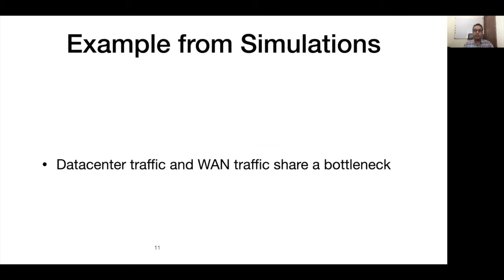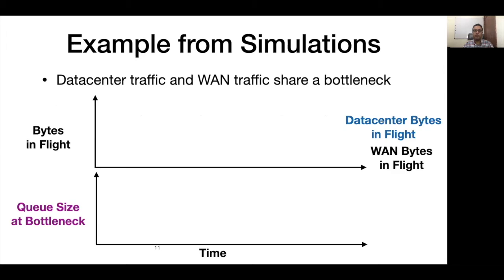In this simulation, data center traffic shares a bottleneck with WAN traffic, where the ratio between data center and WAN demand is 5:1. The top figure shows the number of bytes in flight, with data center traffic in blue and WAN traffic in black. The bottom figure shows the queue size at the bottleneck.